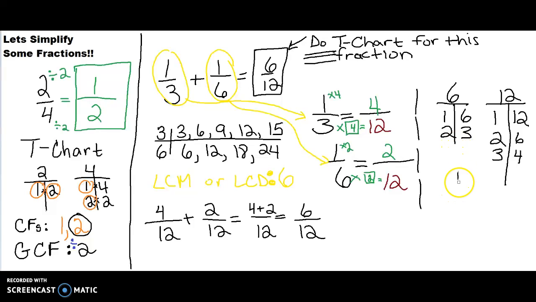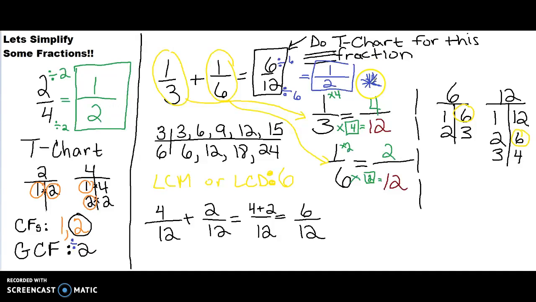And I find the greatest common one. That means the one that both of them have that are the same. And that would be the 6. So that's what I'm going to divide by. I'm going to come over here to my 6/12 and divide by that 6. So my answer is going to become 6 divided by 6 is 1, and 12 divided by 6 is 2. So there's my answer.